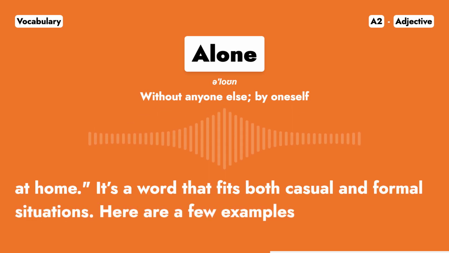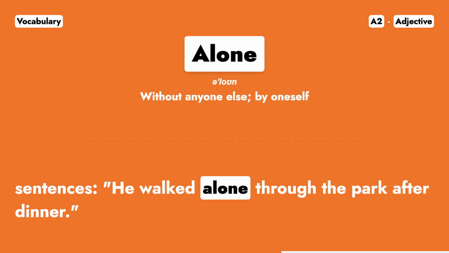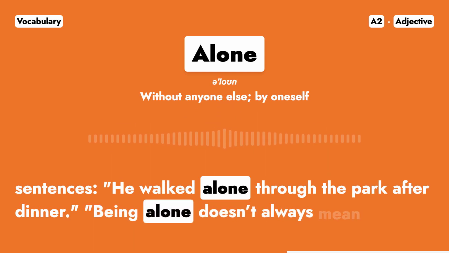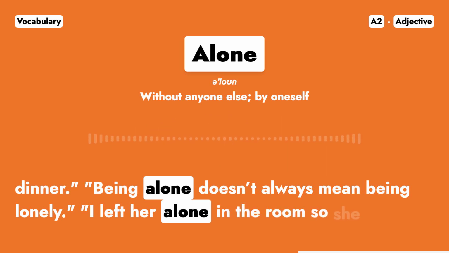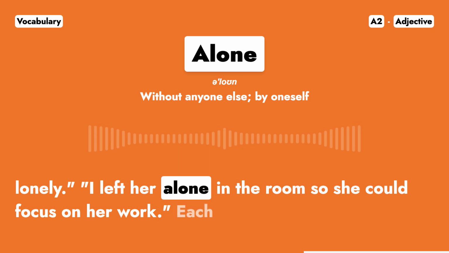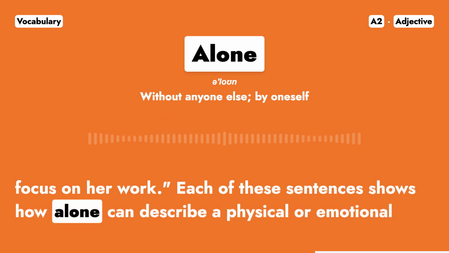Here are a few examples of alone in sentences. He walked alone through the park after dinner. Being alone doesn't always mean being lonely. I left her alone in the room, so she could focus on her work. Each of these sentences shows how alone can describe a physical or emotional state.